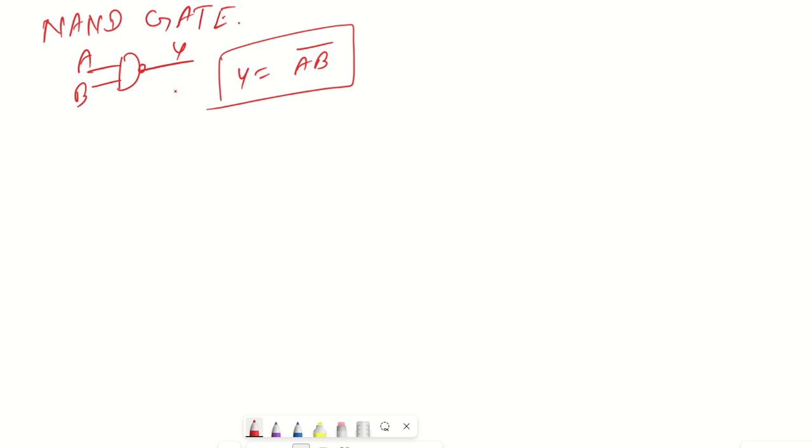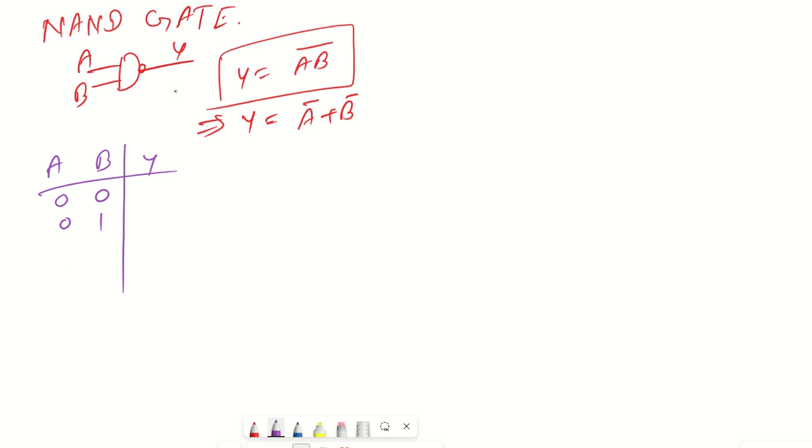So this is the expression for my NAND gate. And by De Morgan's theorem, Y can also be written as A bar plus B bar. So this is another expression. What is the truth table for this? You have A, B, Y, and my input can be 00, 01, 10, 11. Now my Y will be opposite of AND gate. Whenever any of the inputs or both were 0, the AND output was 0, so now those terms become 1. So 1, 1, 1 and the last becomes 0.